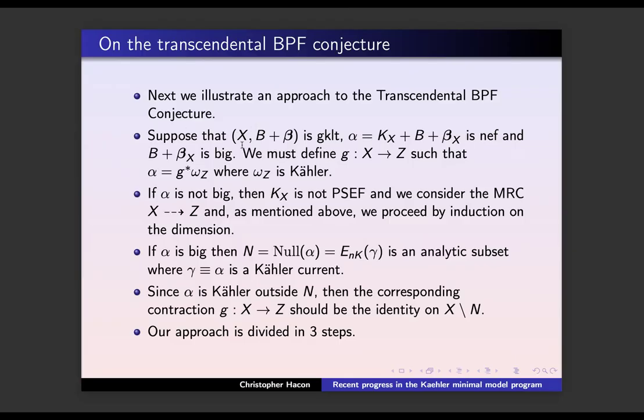So what are we trying to do? We have a generalized KLT pair where the boundary is big, B + beta_X is big, and K_X + B + beta_X is a (1,1) class that I denote by alpha. What I need to do is define a morphism, let's say g from X to Z, such that my class is the pullback of a Kähler class.